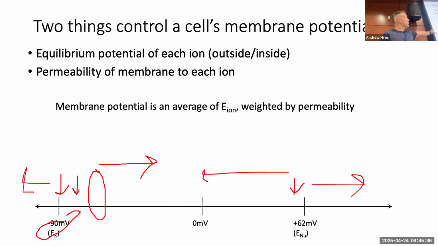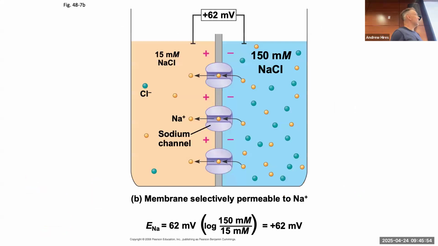Now, one thing to note, the equilibrium potential for each ion never changes, because it only cares about the concentration difference between the inside and the outside of the cell, and the charge of that ion. Does the concentration change between the inside and the outside of the cell? You might think it does.